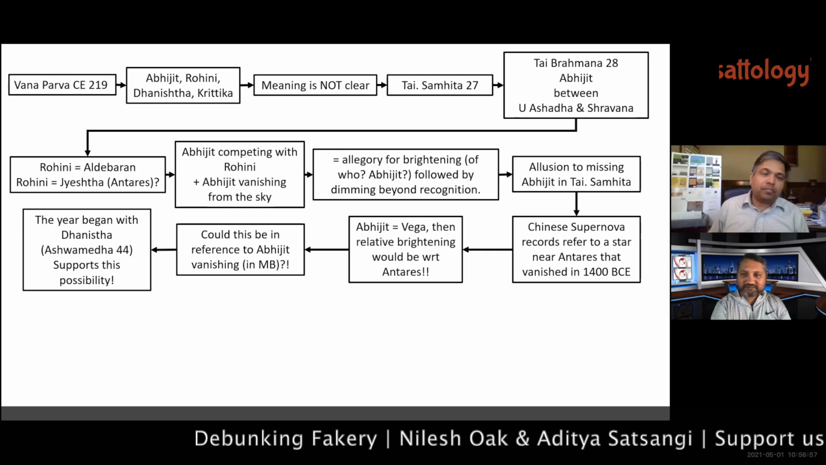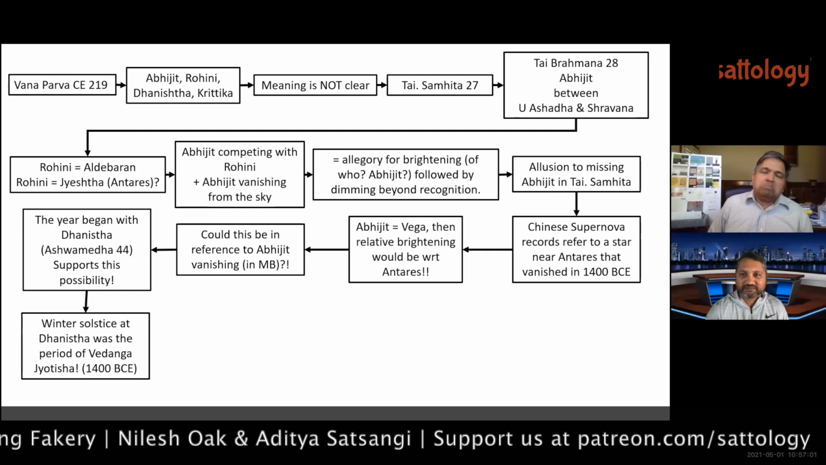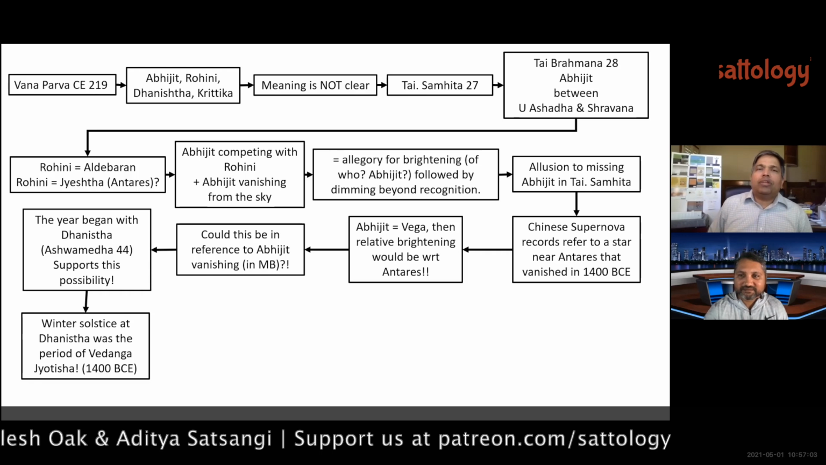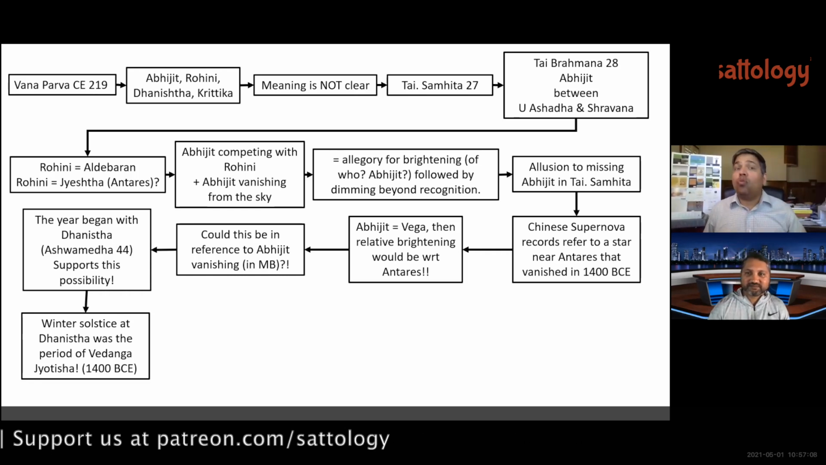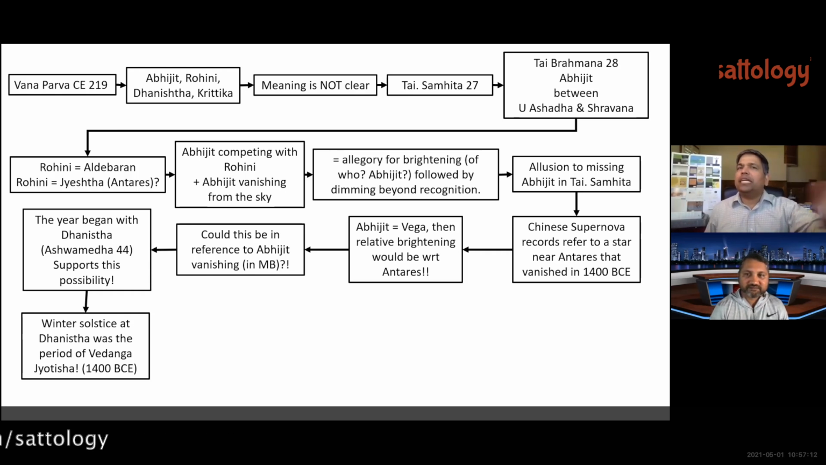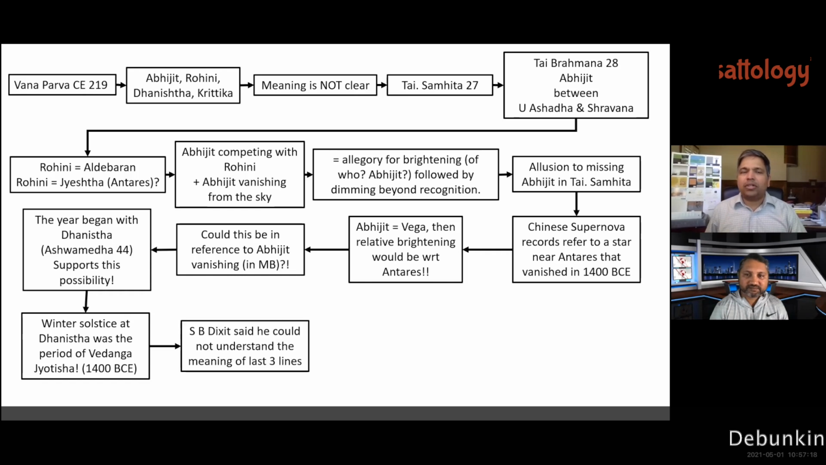Okay. All right. Then winter solstice at Dhanishta was the period of Vedanga Jyotisha. Let's not discuss that today. But even if it is, first thing, it is not. Okay, but let's not discuss that. So what? What does that have to do with the Mahabharata dating? About a reference that has nothing to do with the Mahabharata, other than it is only in the Mahabharata. That's the kind of things scholars are doing.